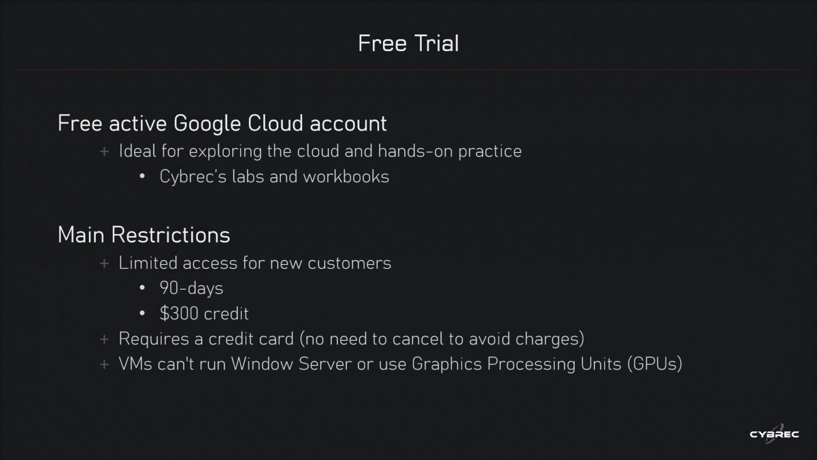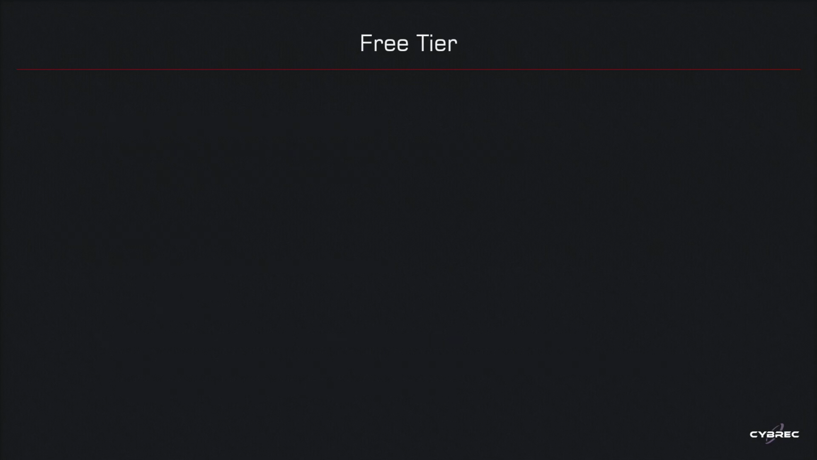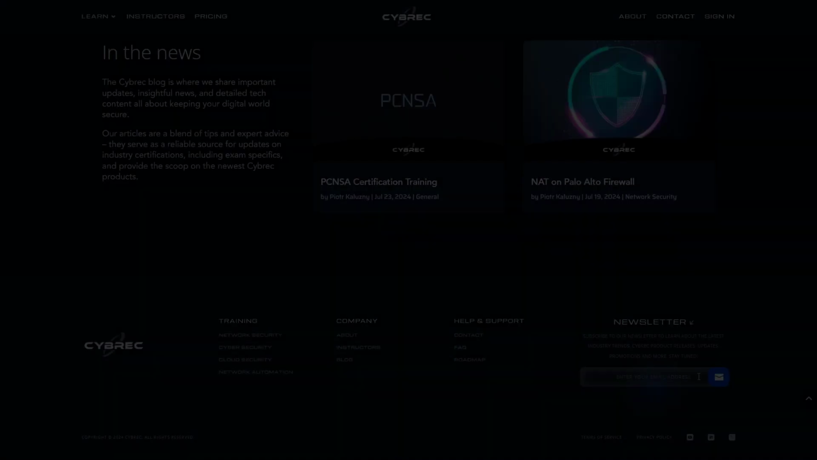Another limit is that when you are using the trial account, you cannot really run Windows Server virtual machines, and you cannot attach graphics processing units, GPUs, to your VMs. This is something that is available when you upgrade to a paid plan, but it's not part of the free trial account. There is also no way to access generative AI partner models. Now, what about free tier?